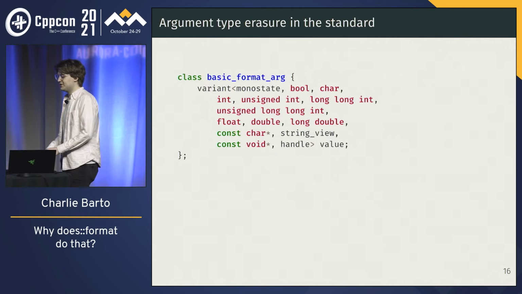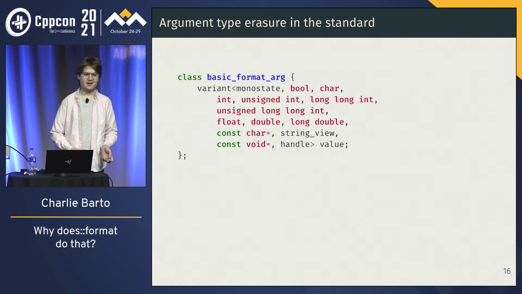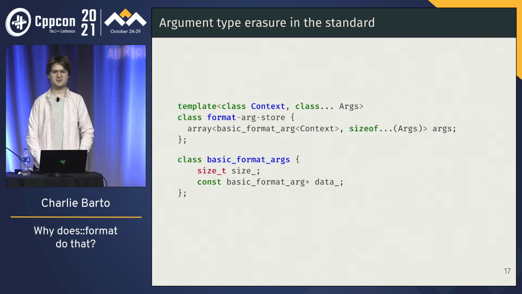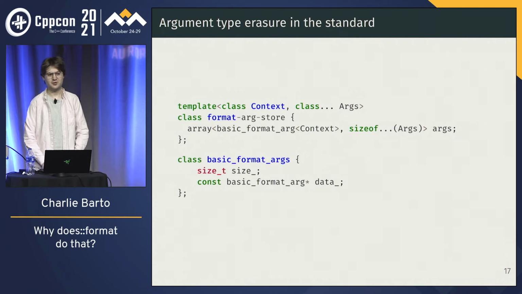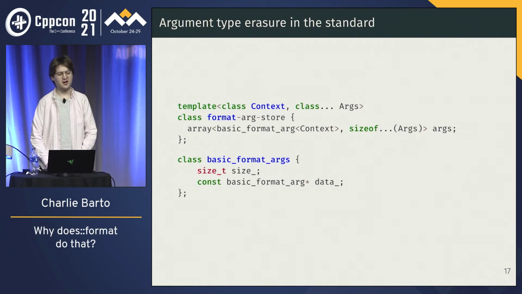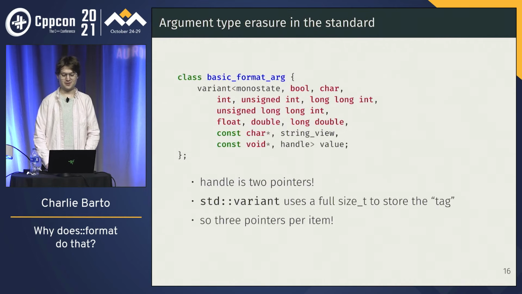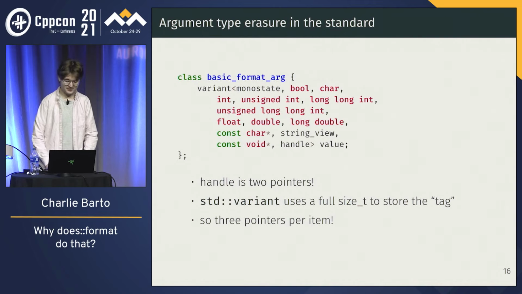And then it has the union discriminator tag, which I suppose could be smaller than a pointer. However, the standard then says format arg store and basic format args is going to be an array of basic format arg. So even if the handle, in our implementation, I think it is a pointer size, but even if it was smaller, it doesn't help because the whole thing has to be aligned. And so basic format arg in the standard is 3 pointers big for everybody. How nice. On a 64-bit platform.